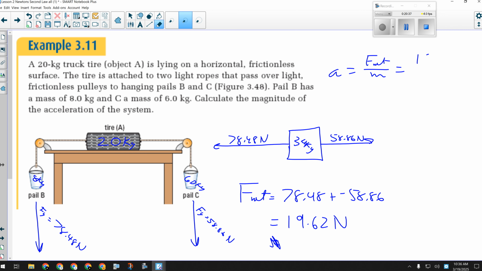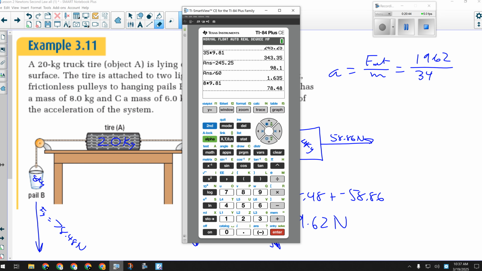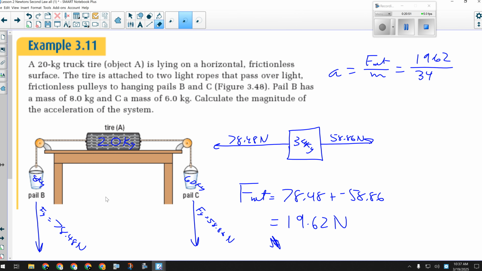Okay, so 19.62 newtons divided by 34 kilograms worth of mass. Okay, 0.58 meters per second squared, and that's all I can give. That's what they asked for, the magnitude of the system's acceleration. Okay, if the question had asked for the tire, that number left. Okay, pail B, that number down. Pail C, that number up. Okay, everybody all right with that?